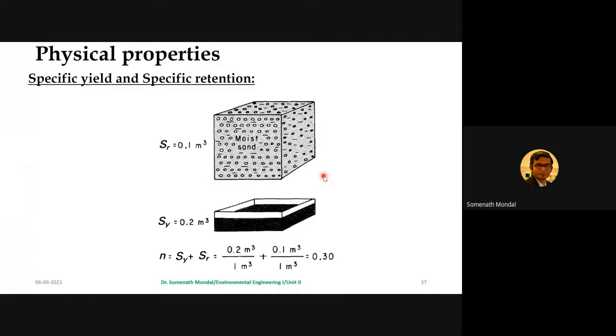So here again we have that diagram. Schematically we are trying to show you. The specific retention is basically the water which has got arrested within the matrix of the soil, and specific yield is the water which has come out because of gravity. Now porosity is basically the water which has come out plus the water which is already present, so that entire volume would give us the porosity. So that is why porosity is specific yield plus specific retention, and we have already defined how to calculate specific yield and how to calculate specific retention, and we get the same value which we previously obtained.